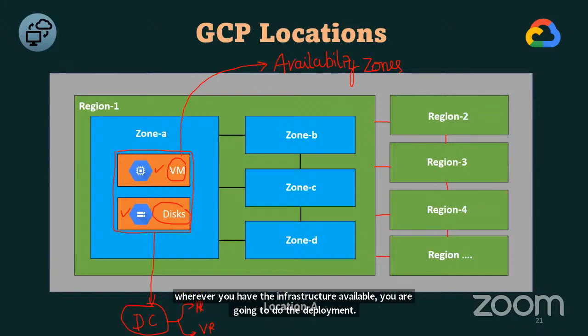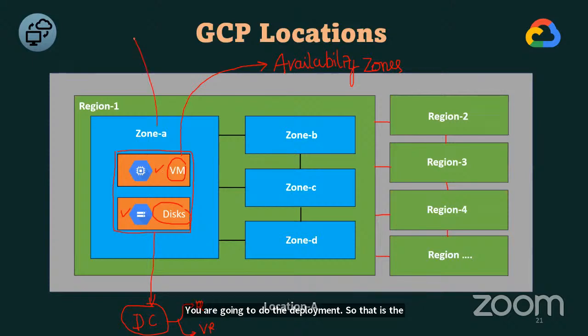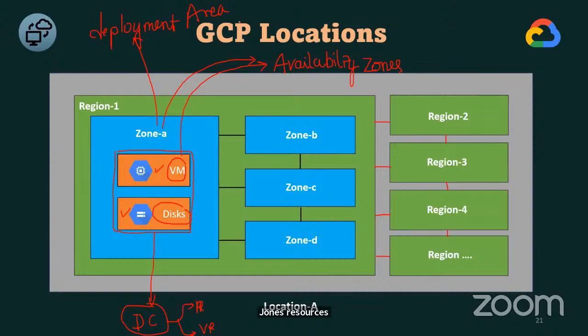So that is the reason zones have one more name. You call them availability zones, and because people do the deployment on top of the zones only, people also call it a deployment area. It is because you are going to deploy the resources on top of these zones' resources only. So that is the reason you call it a deployment area.